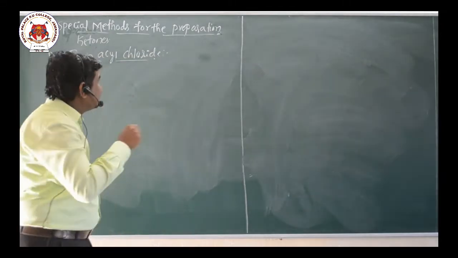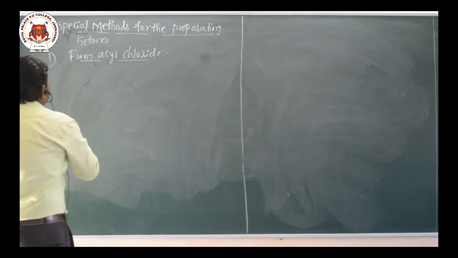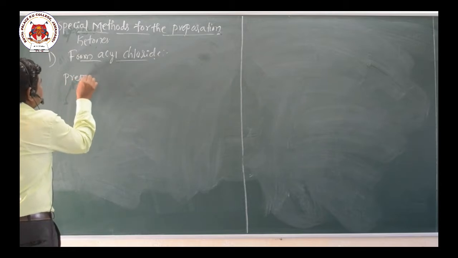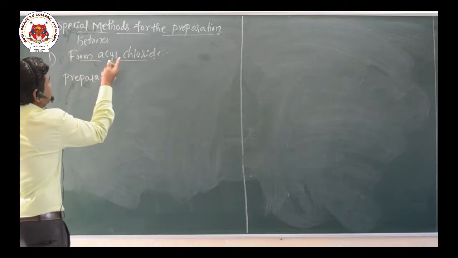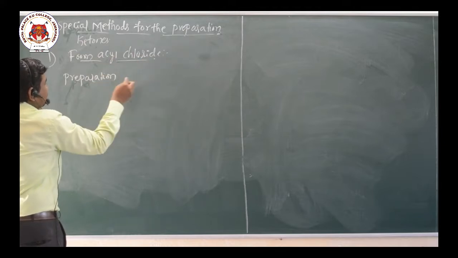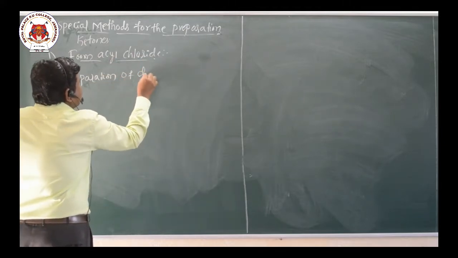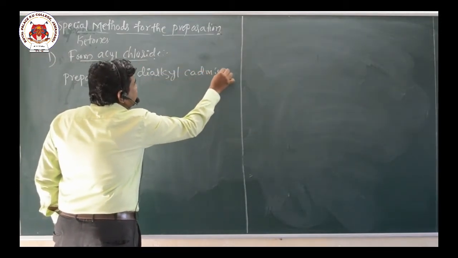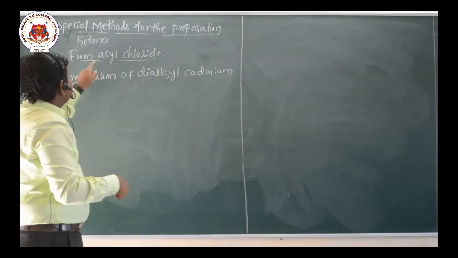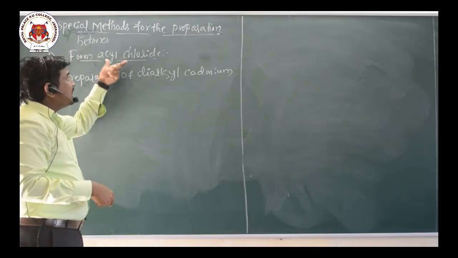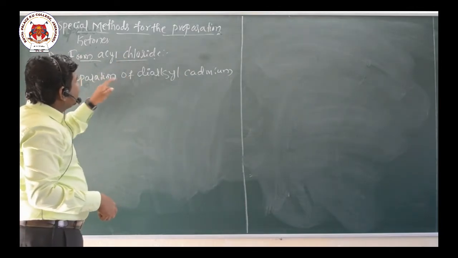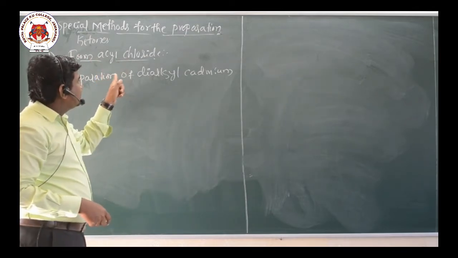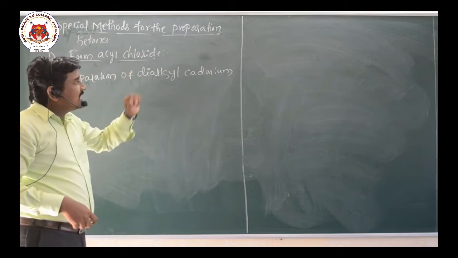I will write one example, a general reaction. First of all I will write the preparation of dialkyl cadmium. After that, we can move on to the preparation of the ketone by using acyl chloride. So now I will write the preparation of dialkyl cadmium. After getting this dialkyl cadmium, we are going to prepare the ketone by using dialkyl cadmium and acyl chloride. Before that we need dialkyl cadmium for the preparation of ketones, so first we have to prepare dialkyl cadmium.